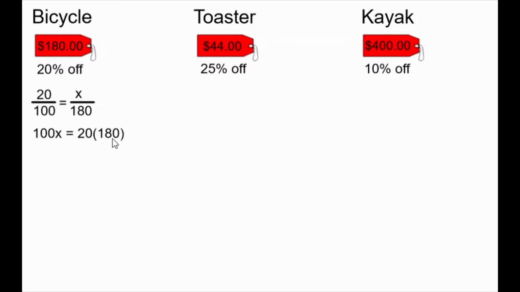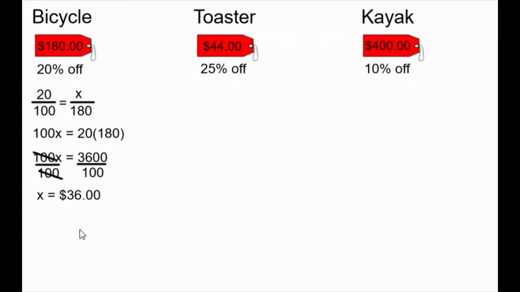We simplify the right side first. 20 times 180 is 3600. So we have 100x equals 3600. But we want our x isolated, so we divide both sides by 100. These hundreds cancel. Our x is isolated and is equal to 3600 divided by 100, which is $36.